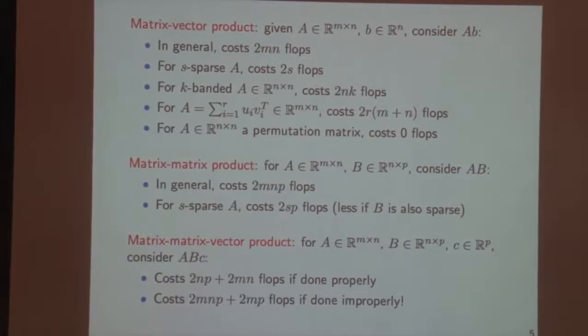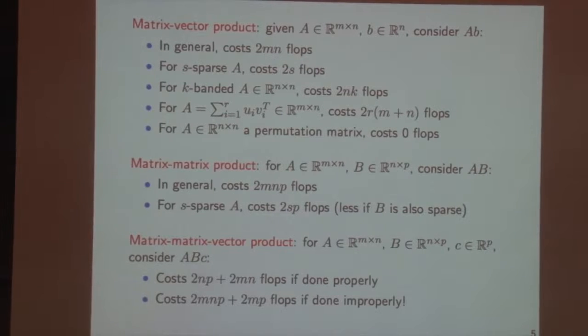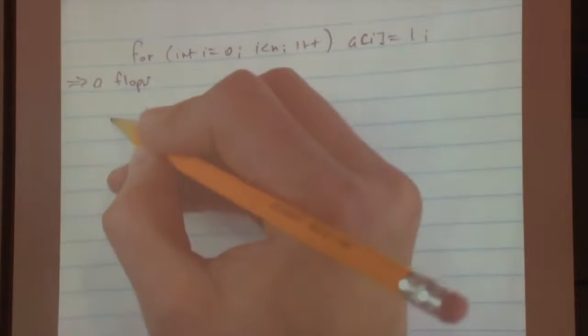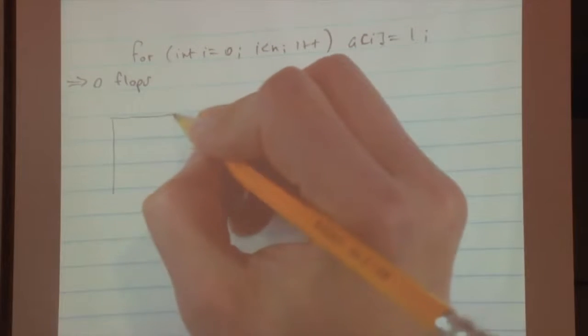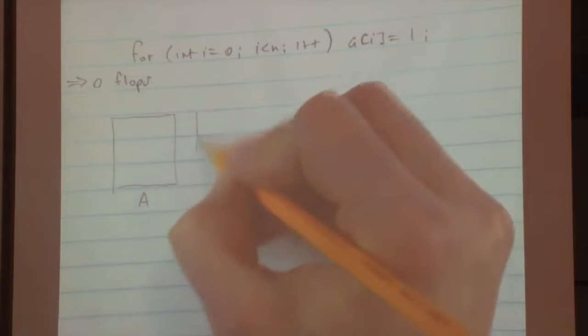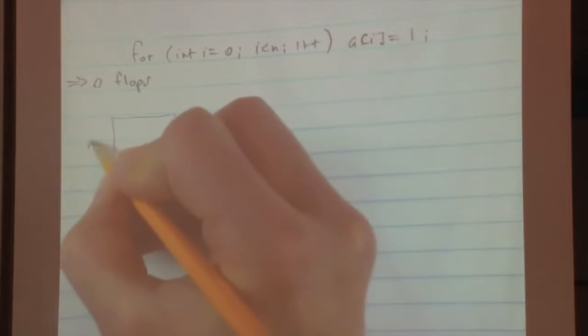Okay, moving on to some more sophisticated operations. How about matrix vector operations? In particular, matrix vector product. So if I have an m by n matrix A and an n-dimensional vector B, what does the product of A times B cost? This is A, and say this is B, m by n.